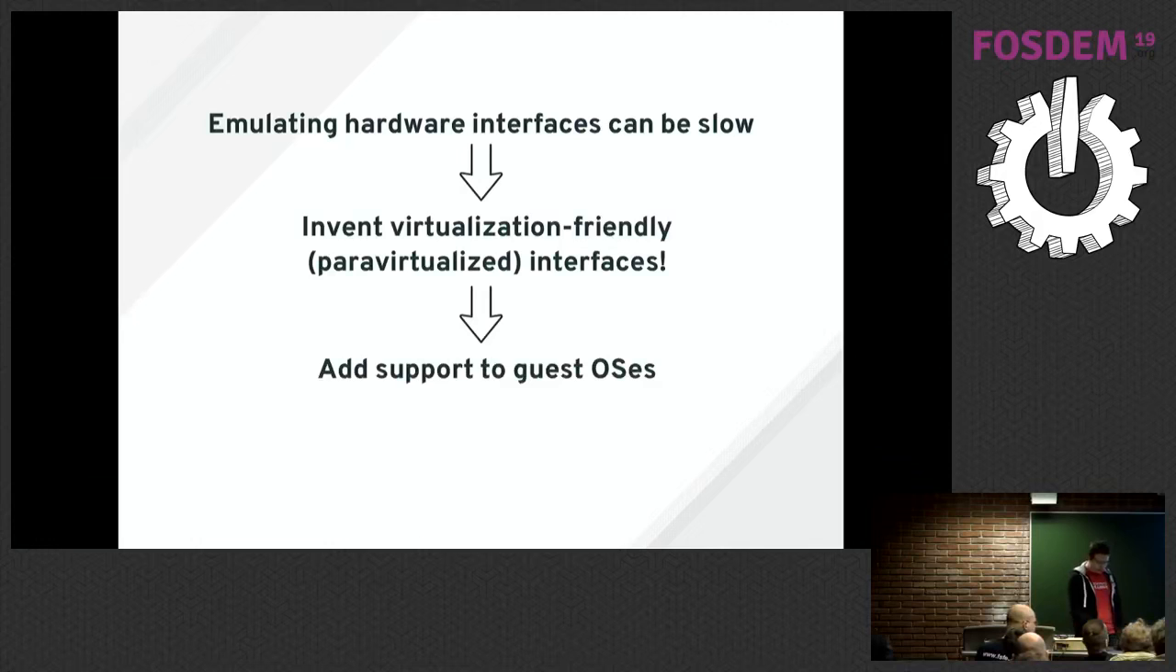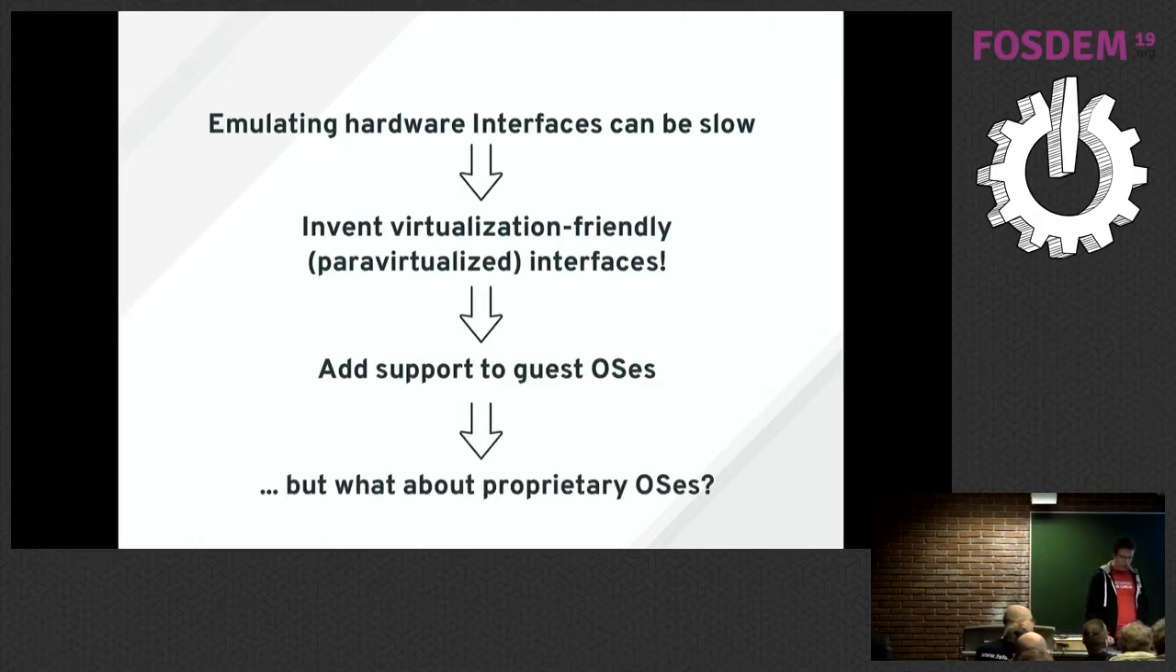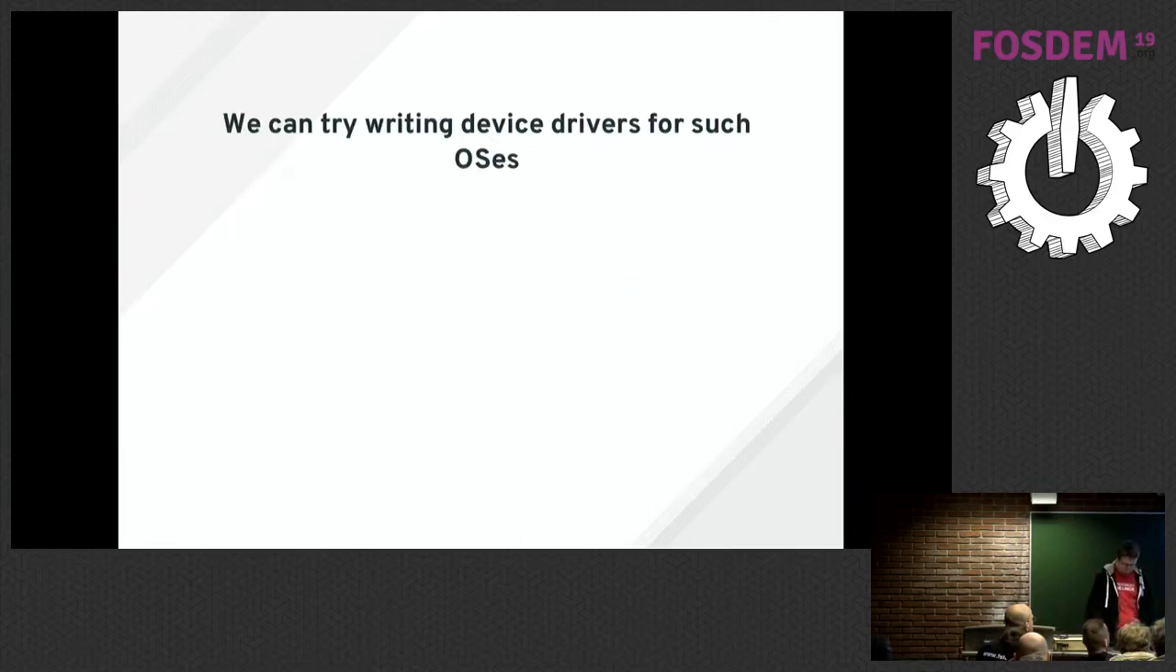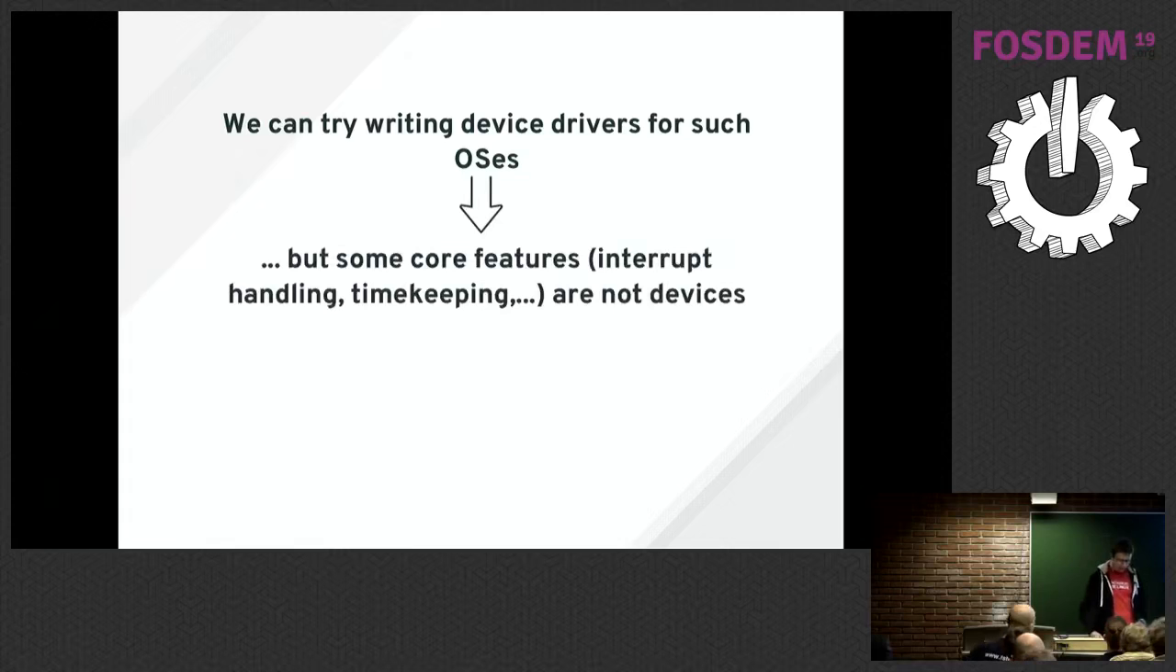But the question is, what do we do about proprietary operating systems like Windows? How do we put these interfaces there, right? We don't have the source code. And, well, we can probably try writing drivers. And that's actually what we do, for example, with VirtIO devices, right? But the thing is that not everything is a device from Windows' point of view.